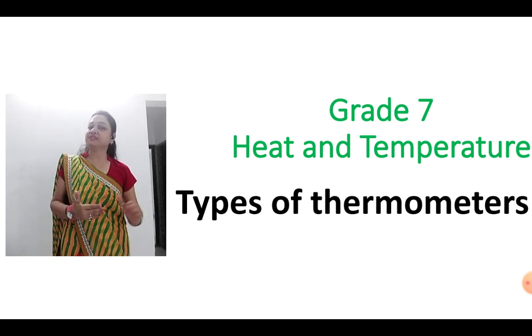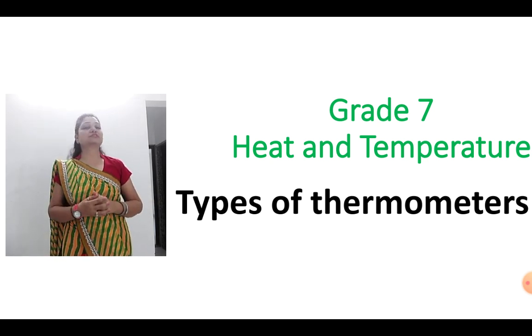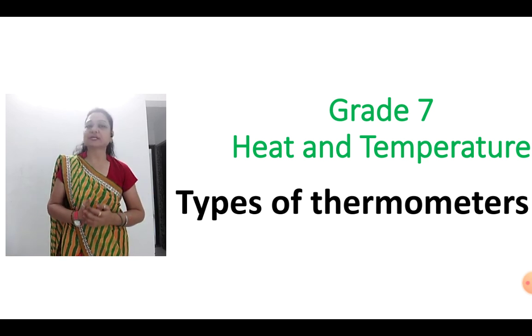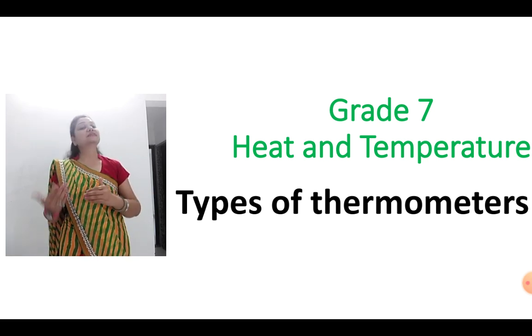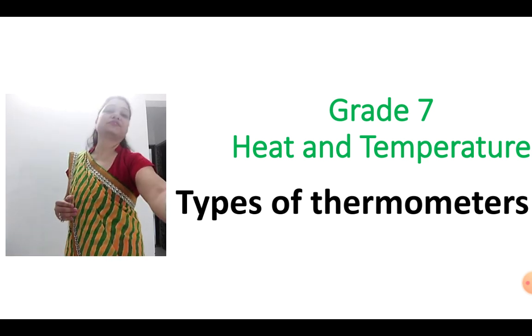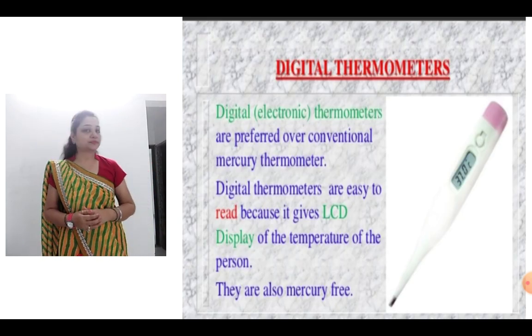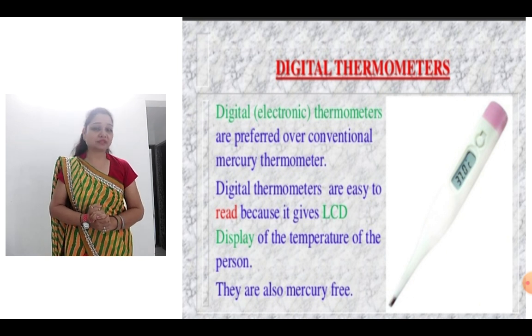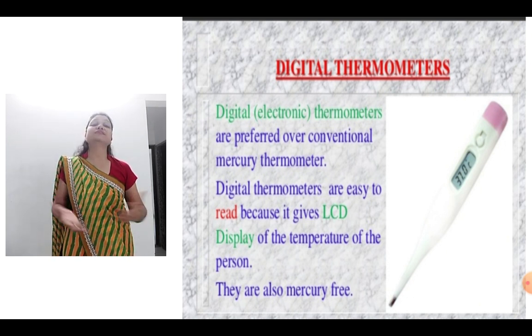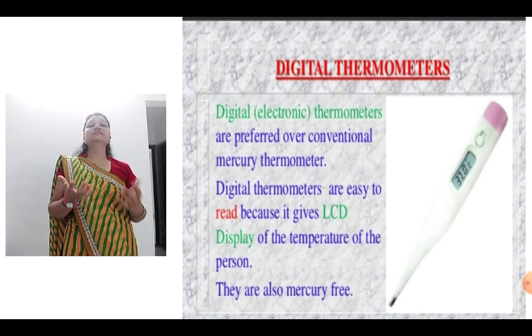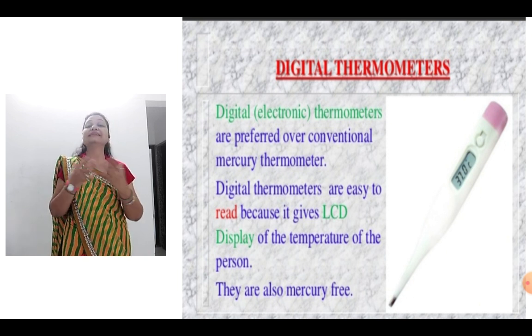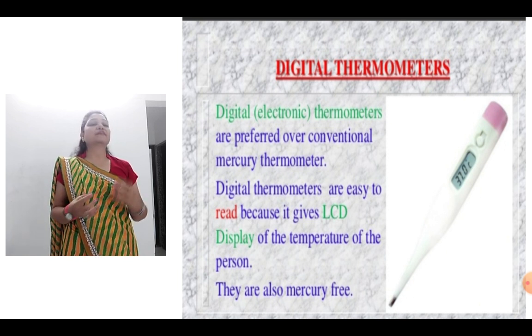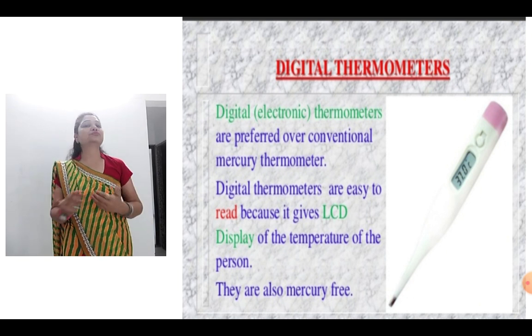In continuity with that, students, today we are going to discuss the other two types of thermometer, that is the digital one and the laboratory one. The digital thermometer. These days, most of us have these at our homes, right? Because they are very convenient and easy to use. These digital ones, or I can say electronic ones, are preferred over the conventional mercury thermometer.